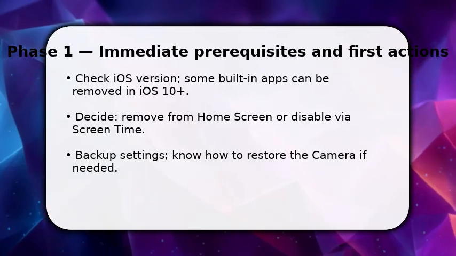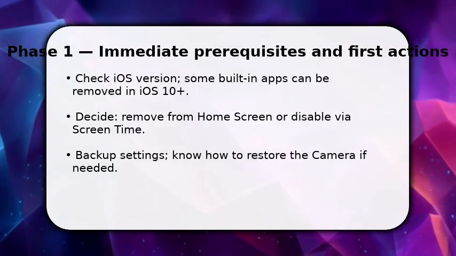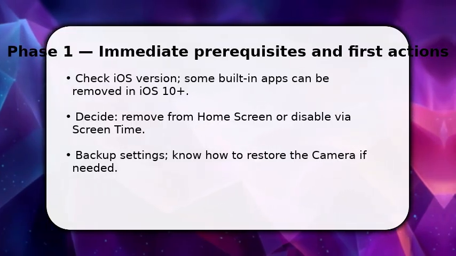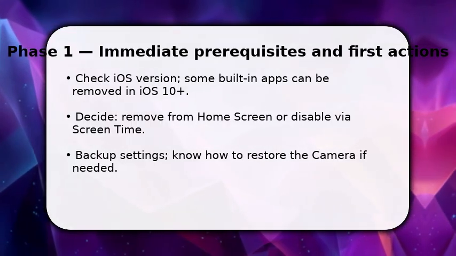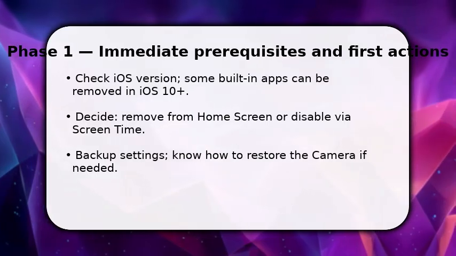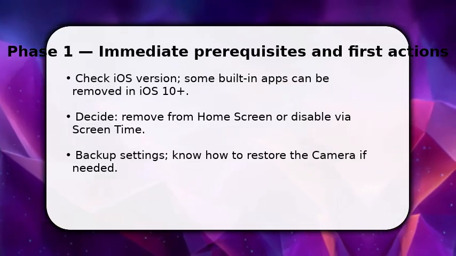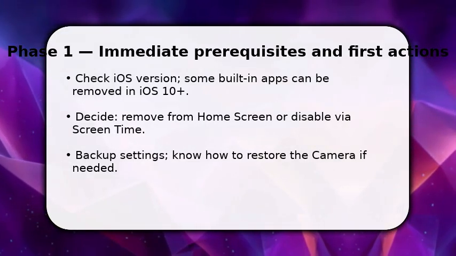Enjoy the video. You start by confirming your iPhone software and intent. Remove the camera from home screen or fully disable it using screen time. Press and hold the camera icon until quick actions appear. This is the fastest way to begin. If you see Remove App, tap it to proceed. If not, you'll switch to screen time next.